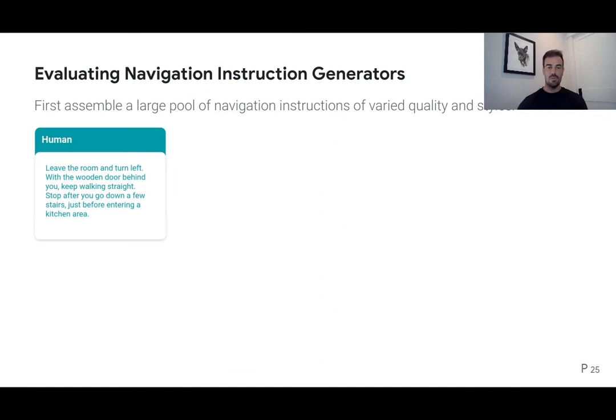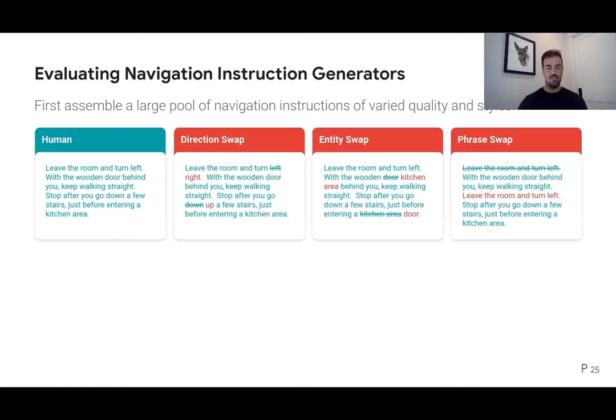So our first step is to assemble a large pool of navigation instructions of varying quality and styles. So we begin with human instructions, and we also perturb those human instructions in various ways by swapping directions, such as left and right, by swapping entities, such as in this example, replacing kitchen area with door and door with kitchen area. And we also swap phrases by reordering them in the instructions. This creates a variation in the quality of the navigation instructions.